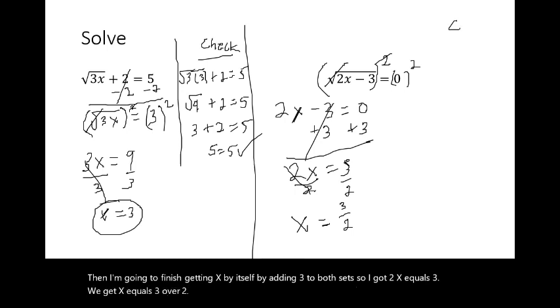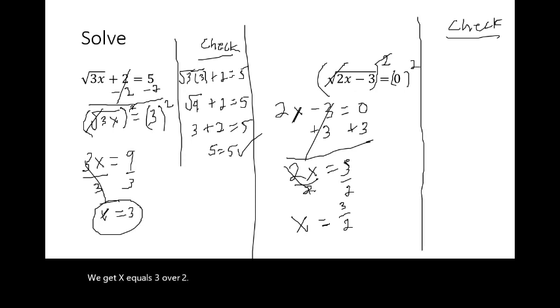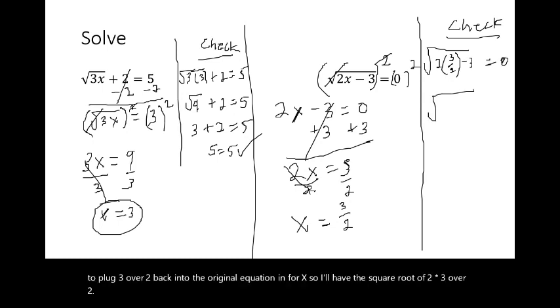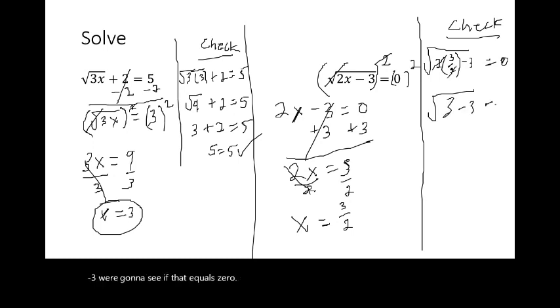So then we're just going to check our answer to make sure that this actually works. So I'm going to plug 3 over 2 back into the original equation in for x. So I'll have the square root of 2 times 3 over 2 minus 3. We're going to see if that equals 0. 2 times 3 over 2 is going to be 3. 3 minus 3 is 0.